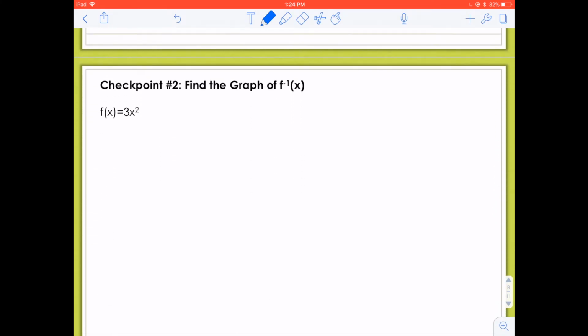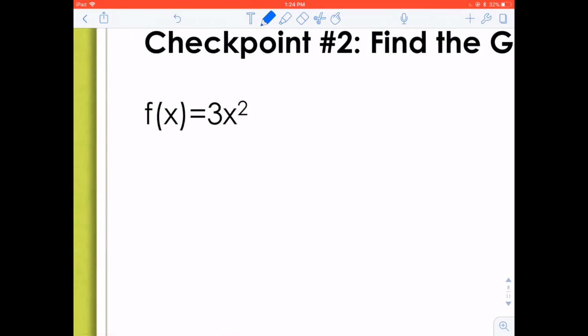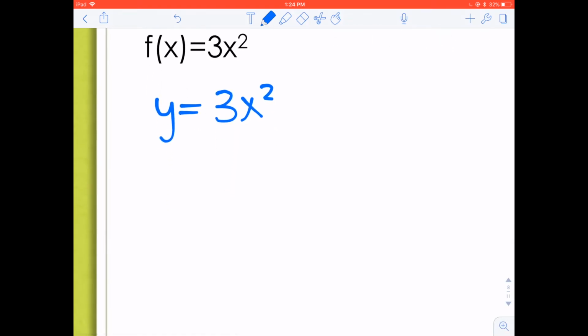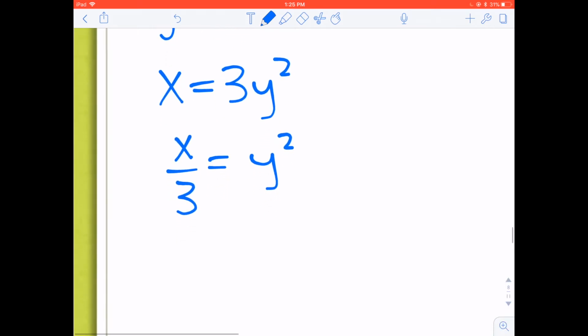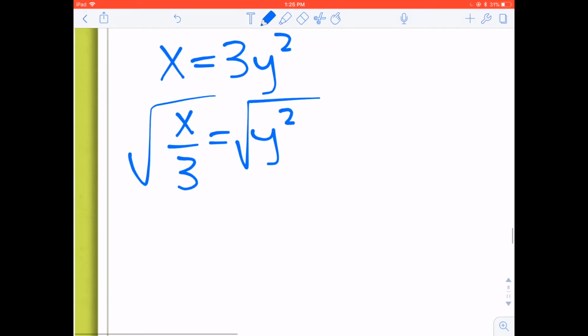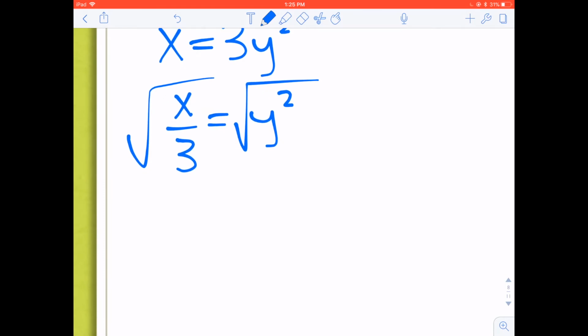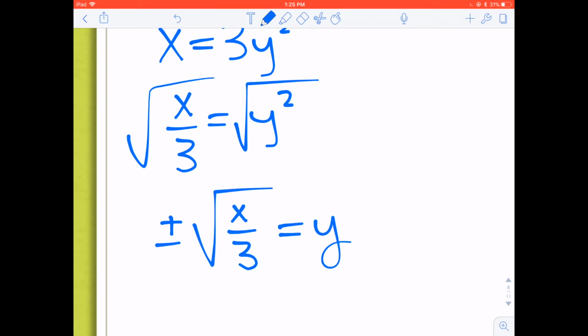Let me show you one more of these. If we have f of x equals 3x squared, first we write it as y equals 3x squared. Then we switch x and y, so x equals 3y squared. Then we divide by 3, so x over 3 equals y squared. Then we have to take the square root of both sides to get rid of that y squared. Now pay close attention, this is where students mess up. I need a plus or minus square root of x over 3 equals y because I took the square root here.